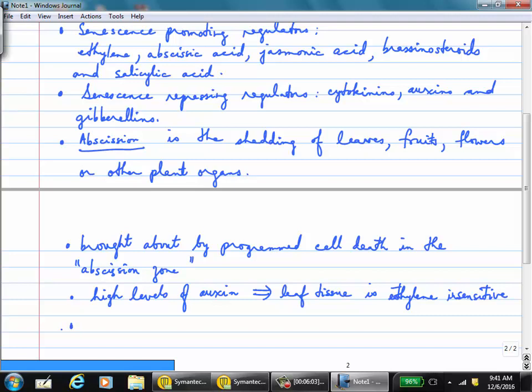However, if the level of auxin drops, if auxin level drops, then ethylene sensitivity will increase and the leaf will fall off. So ethylene sensitivity increases and leaves fall off.